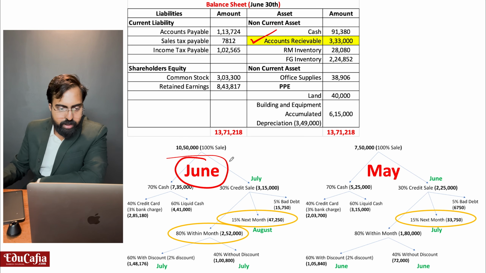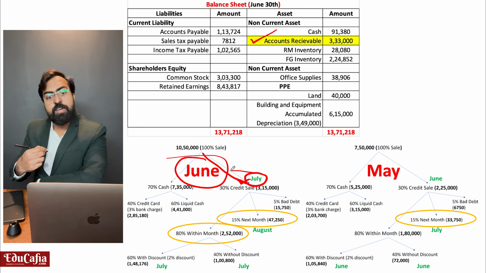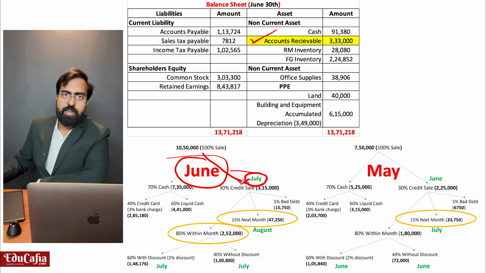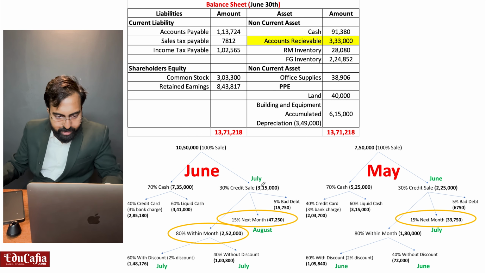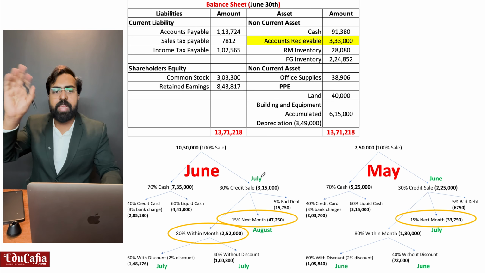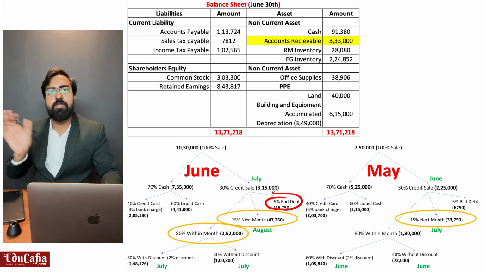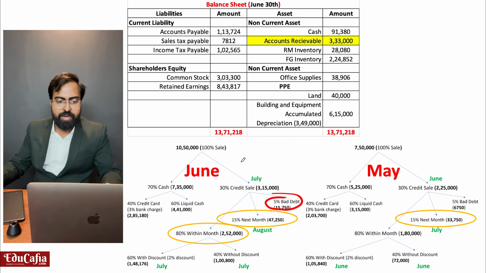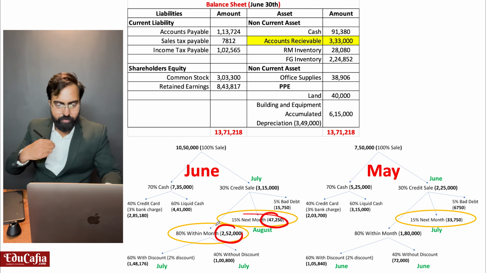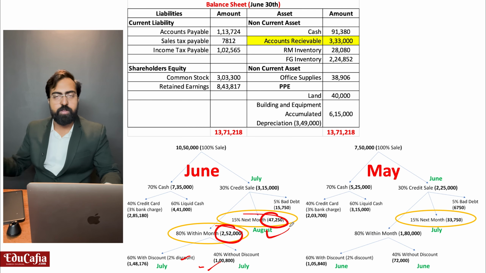In this, 30% we are getting from July onwards. In this, how much? 3,15,000. Totally we can't take, because we know 5% is bad, after that we are not going to get. So balance one: this minus this 5%, that is this 47,000, this 2,52,000. That is we are going to get in July and August month, right?